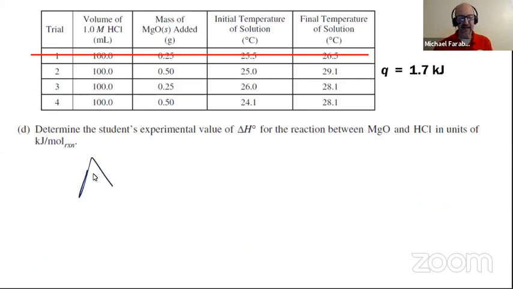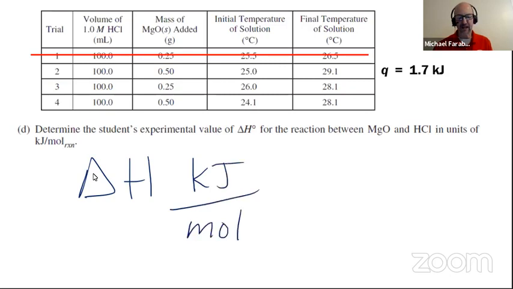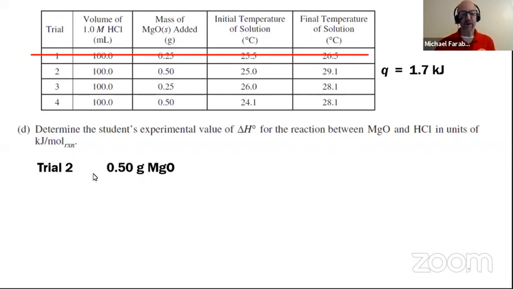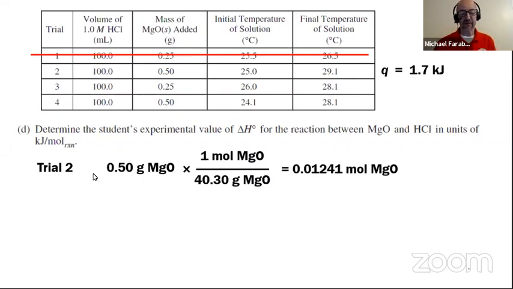So now, remember, delta H is going to be in units of kilojoules per mole of reaction. And we should be focusing on the moles of the limiting reactant, which in this case is the magnesium oxide. So we have in trial 2, 0.5 grams of magnesium oxide. We can convert that to moles. And I'm going to go ahead and use a few extra digits here. I'm not going to round this off yet. So 0.01241. Now, the 1.7 kilojoules, that's how much heat was released.